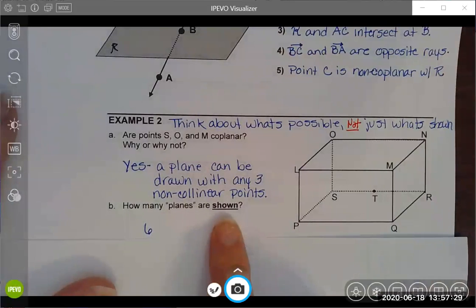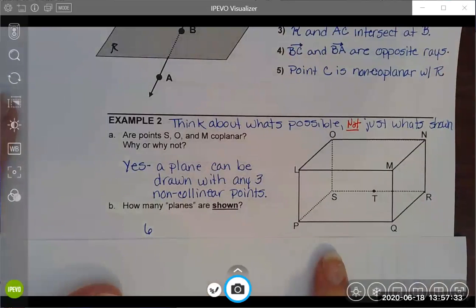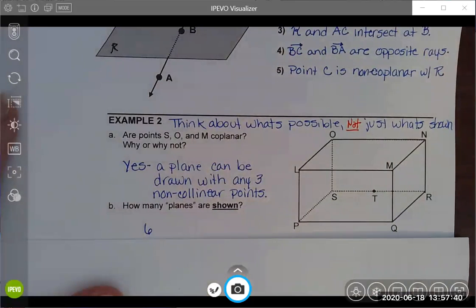If I'm looking at how many planes are shown, I can count 6. Think of a box of tissue, if you will. There's a front and a back, a left and a right, and a top and a bottom. Your box of cereal that you delve into in the morning is also a good example of this picture.